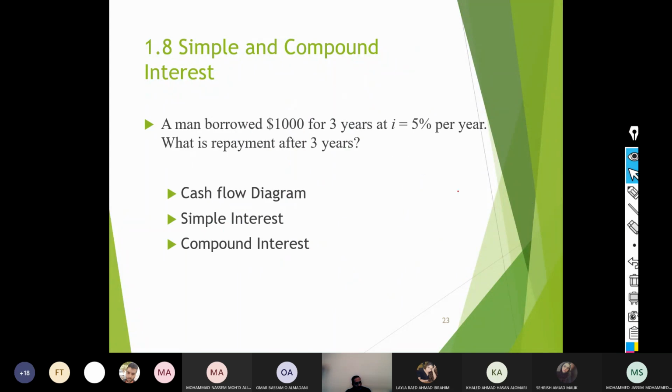Okay. Here it says, just an example, a man borrowed 1,000 for 3 years at an interest rate of 5% per year. What is the repayment after 3 years? Now, as you know, normally students will be doing it in class. So if you look at the cash flow, he borrowed.